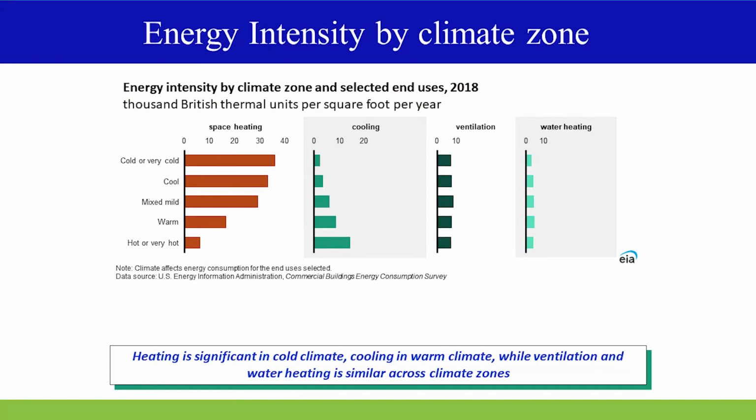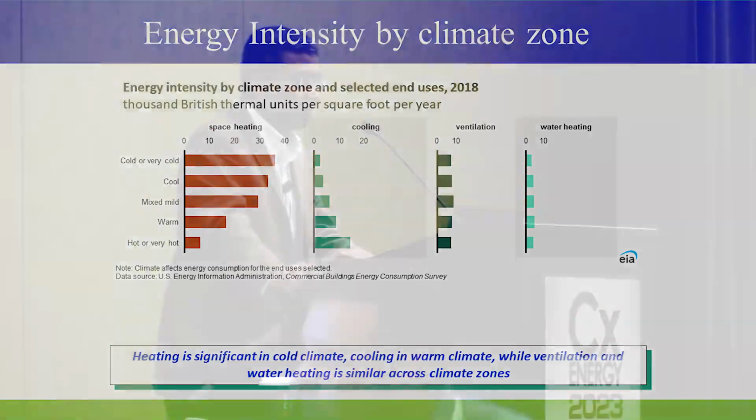Now we're going to take a look at energy usage and energy intensity by climate zones. The one on the far left is the space heating, and you can see that heating is significant in cold climates. And you can see the graph that shows the distribution of heating in the cold climates. The one in the middle is cooling, which you can see is the inverse of that. And then the far right are the ventilation and water heating, which is generally independent of the climate zones themselves.